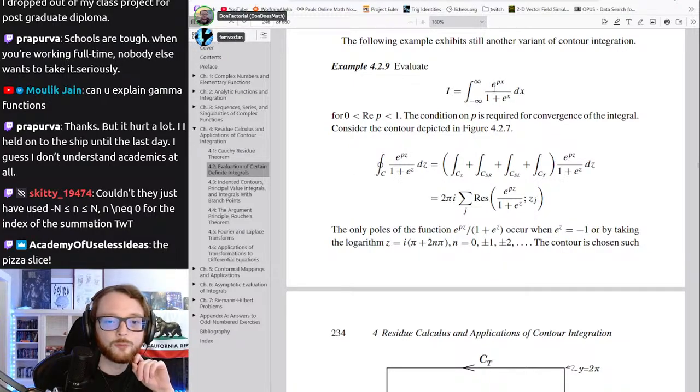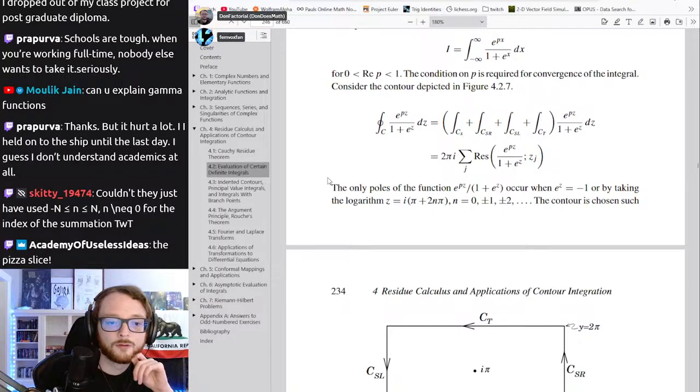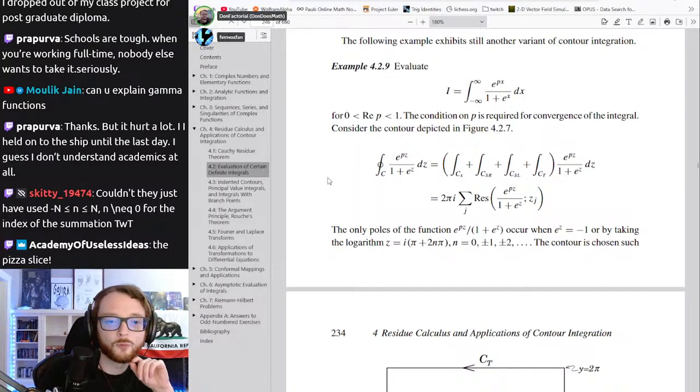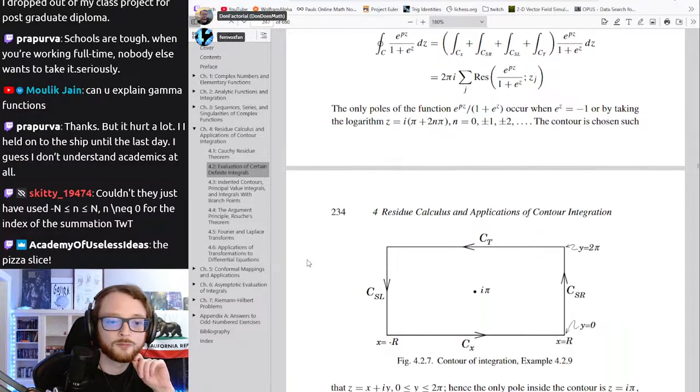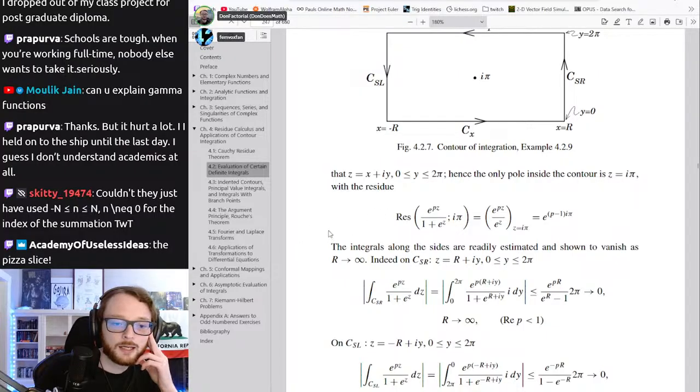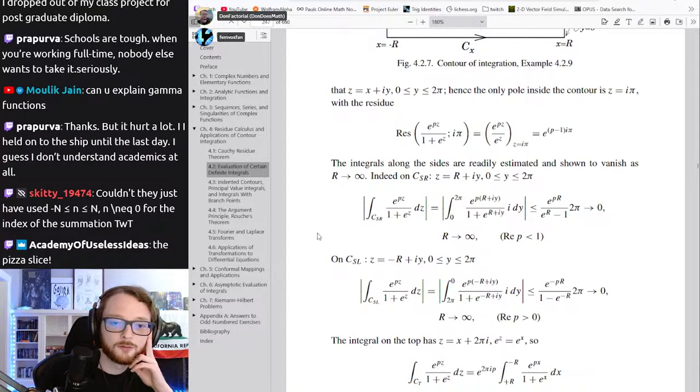They also do e to the px over 1 plus e to the x, and the real part of p has to be less than 1. I was wondering why only the real part had to be less than 1, but I guess the imaginary part just produces a rotation and wouldn't make it blow up to infinity or anything like that.